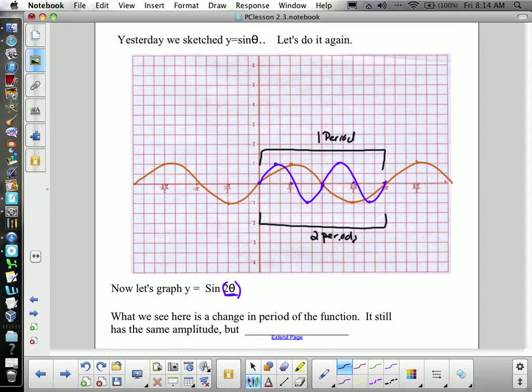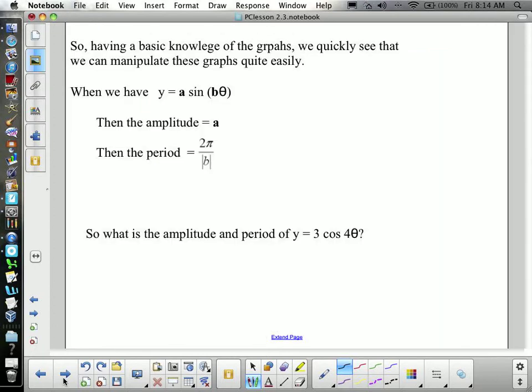Let's take a look at it from a formula standpoint. Let's just kind of break it down for us. I now have not just y equals sine theta, but y equals a sine b theta. A is a constant we multiply in front, b is a constant that we put in with theta. When I see an equation in that format, the amplitude is a. Whatever that number is, that's the amplitude. That's how high up and down it goes, from 0.